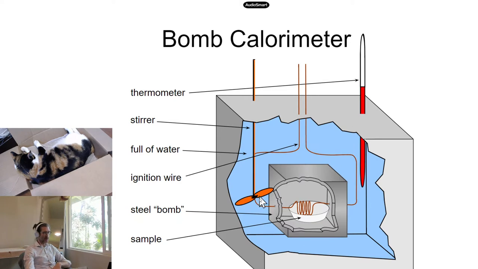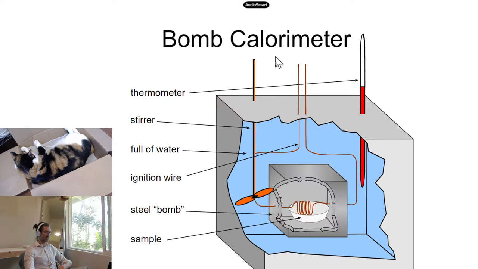It has a steel bomb, which just means that it actually doesn't explode. We can explode things inside of it. It's made out of steel. We'll put our sample in that, and we'll run an ignition wire through it, and we'll run a current through that wire. We can measure how much current, how much energy we put through that wire. And then we'll basically set the rice on fire. And by basically, I mean that's what we will actually do. We will burn that rice until it won't burn anymore.